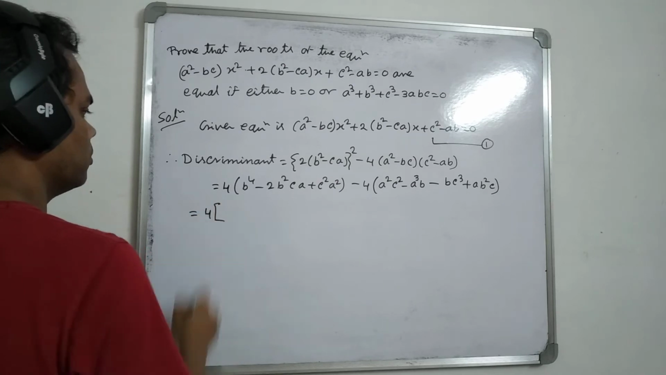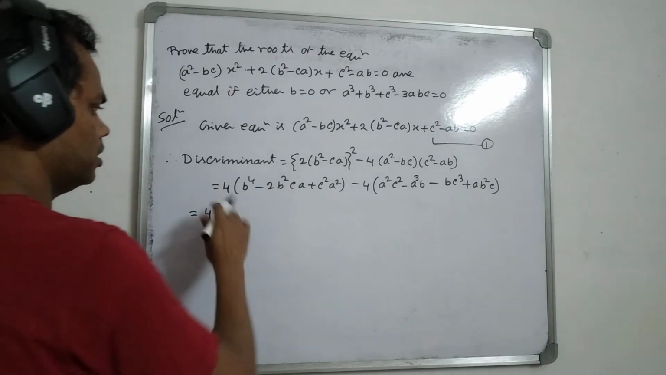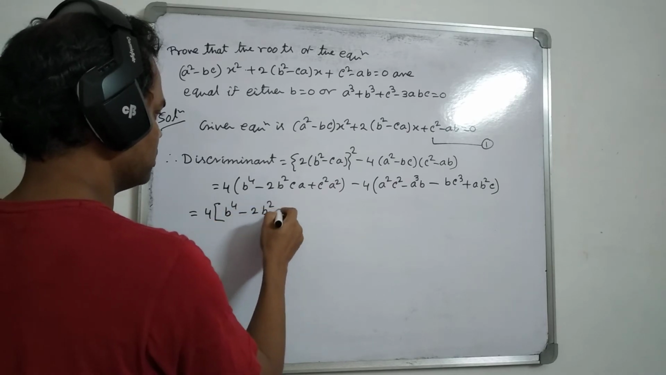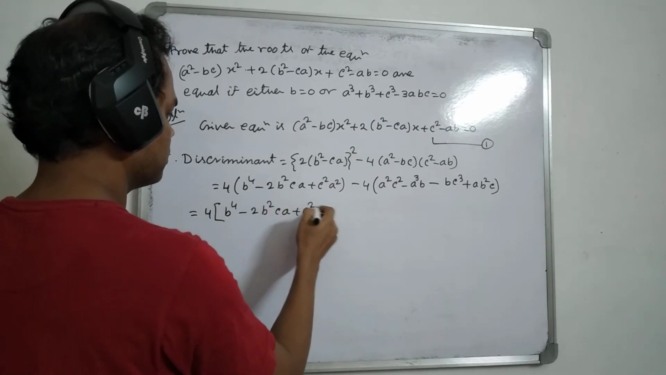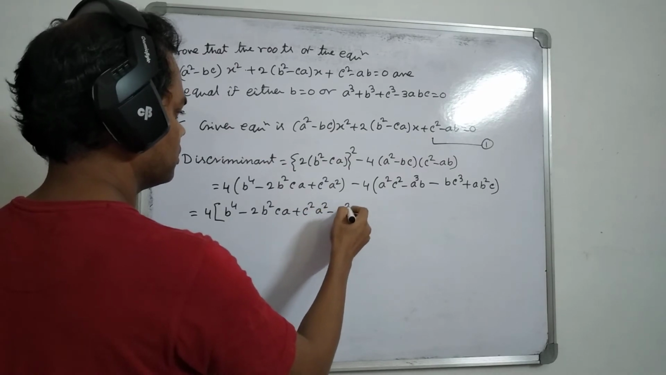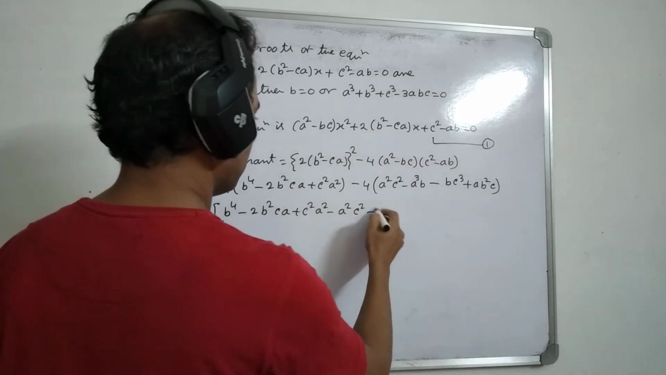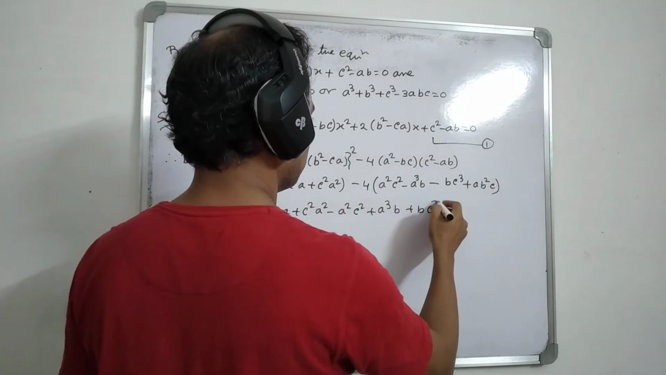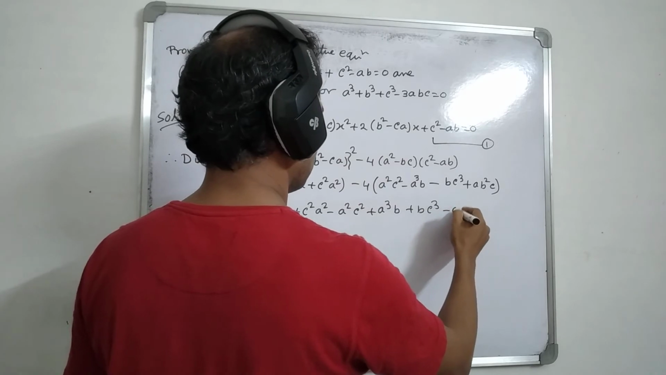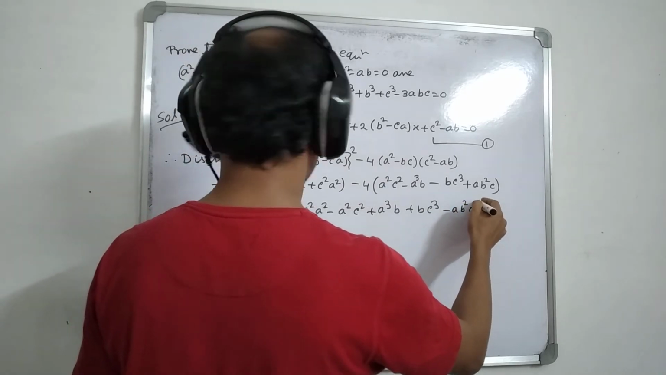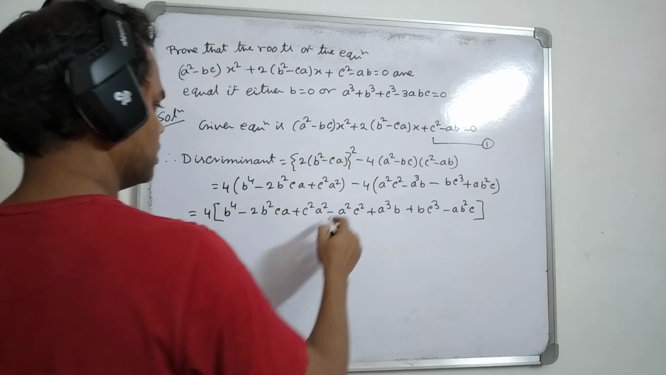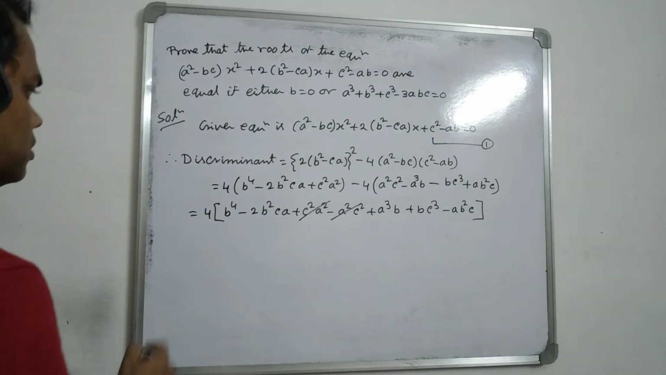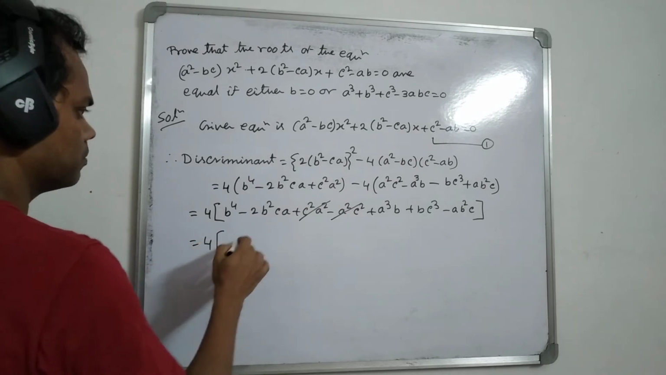By taking 4 common from the above line, we get b⁴ − 2b²ca + c²a² − a²c² + a³b + bc³ − ab²c. By cancellation, these two a²c² terms cancel, and there is no more cancellation.